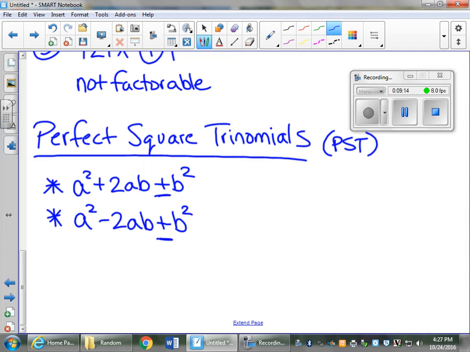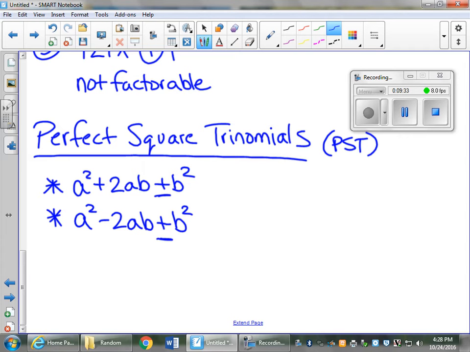And to verify the 2ab, I will show that through an example. What this is just saying is if you square root the first term and the last term, multiply those and double it, it should give you the middle b term. But I think it'll make more sense with an example rather than this formula.